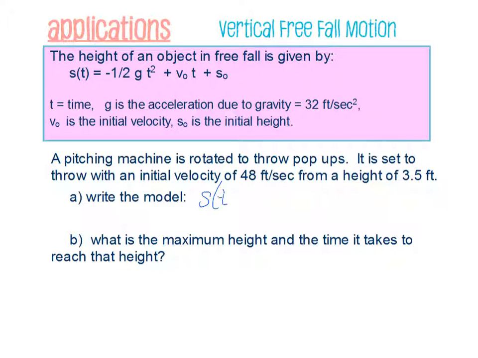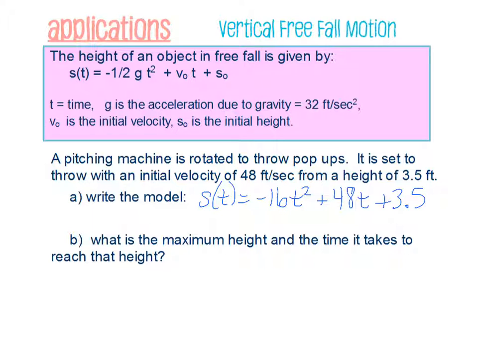S of t is equal to -1/2 times g. Going to do some mental math. G is just 32. Ends up being a -16 t squared plus the initial velocity. They told us was 48. 48 times t plus initial height, they told us was 3.5. That's all you're doing there. You're just writing the model, filling in the values that they give you.